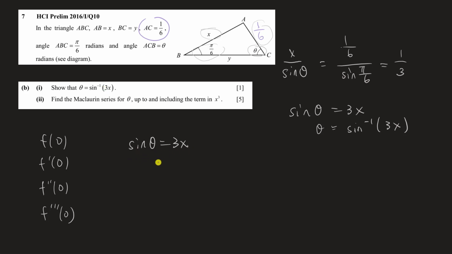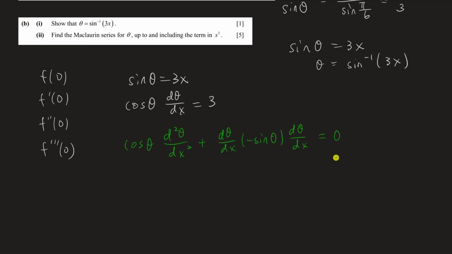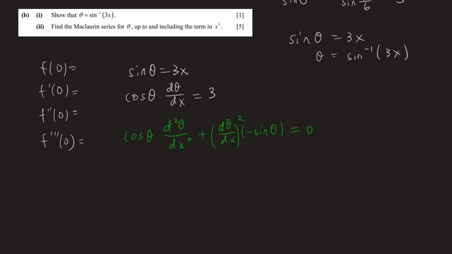Differentiating this whole thing implicitly with respect to x will give us cosine theta d theta dx equals to 3. That's stage 1 done. Stage 2, hold cosine, differentiate this. So we get cosine theta d2 theta dx square plus hold this, differentiate cosine theta, negative sine theta d theta dx. This time round, right hand side just gives you 0. If you were to clean this up, you will get square. We're done with the second stage. Third stage is rather long.